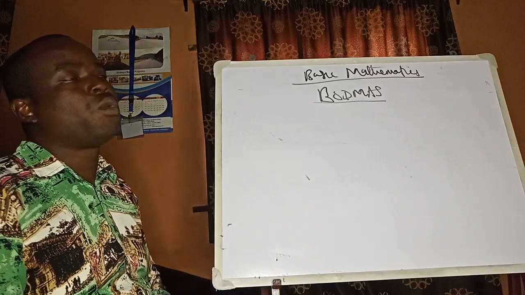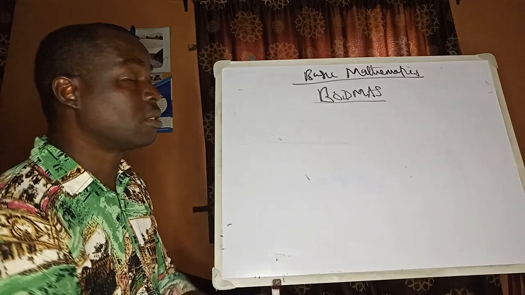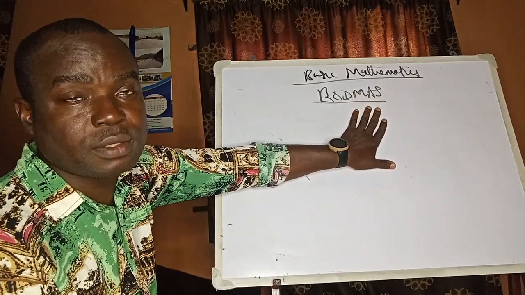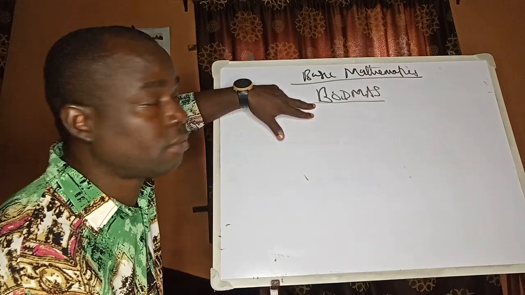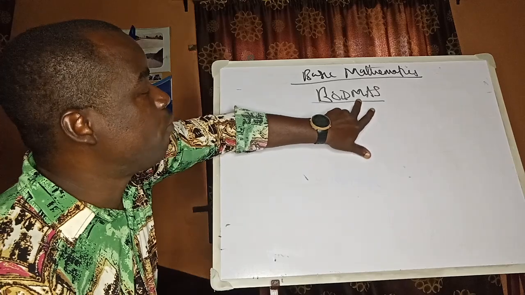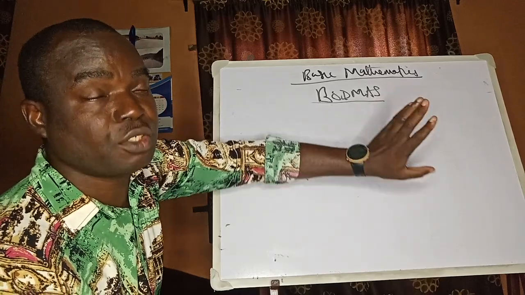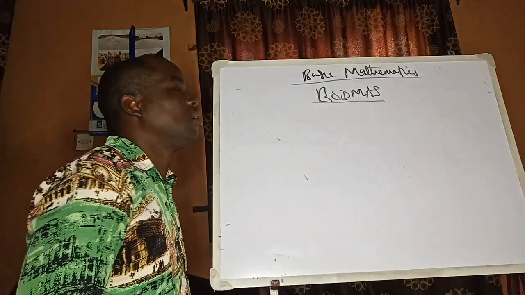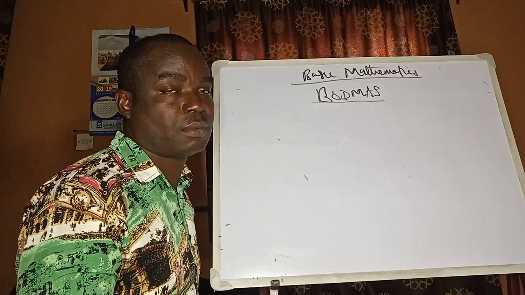Okay, now we want to quickly discuss Bodmas. What is Bodmas? It's an abbreviation of 6 words, starting with B for bracket, O for of, D for division, M for multiplication, A for addition, and S for what? Subtraction. What it means is that this is the sequence we use in solving fractions.